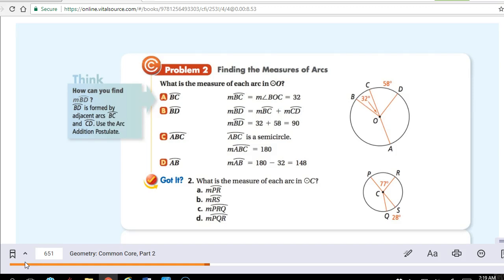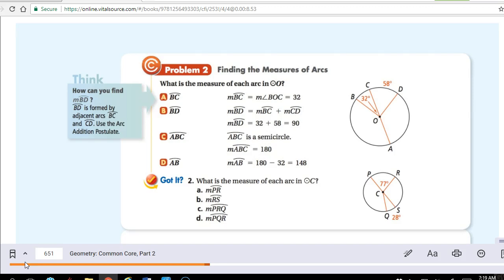Now, ABC, which goes from here by way of B all the way to C, since that line right there goes all the way through the center of the circle and goes all the way across, we call that a diameter. Because that's a diameter, ABC is considered to be a semicircle, or half of a circle. All the way around a circle is 360, so half of a circle is going to be 180.